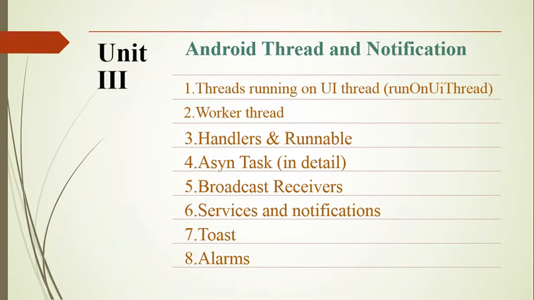Next one is services and notification. A service is an application component that can perform long-running operations in the background. Next topic is Toast. Android Toast is one of the types of notifications. It is used to display information on the activity for a shorter period of time in the form of a pop-up. Last one is alarms. Alarms are managed through Alarm Manager.